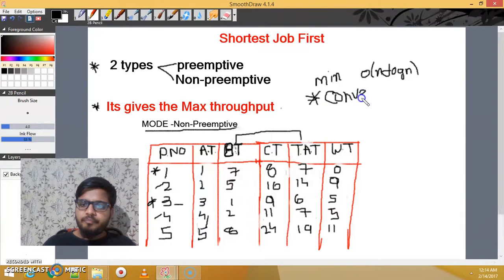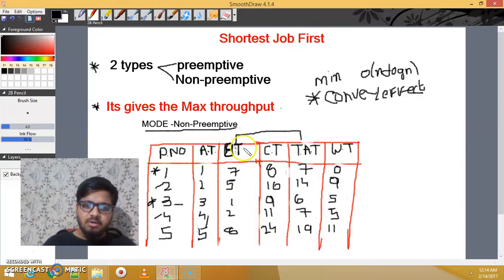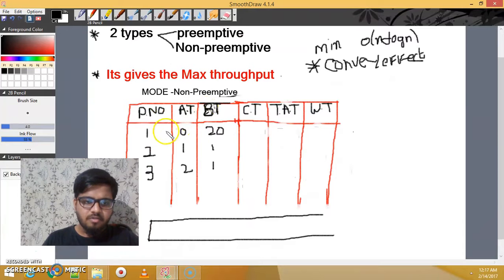It means that it also suffers from the Convoy effect. Let me give an example so that you can understand. Here processes P1, P2, P3 are there. P2 and P3 have the least burst time, and process P1 requires a high burst time. So let me discuss the Convoy effect. This is the example.